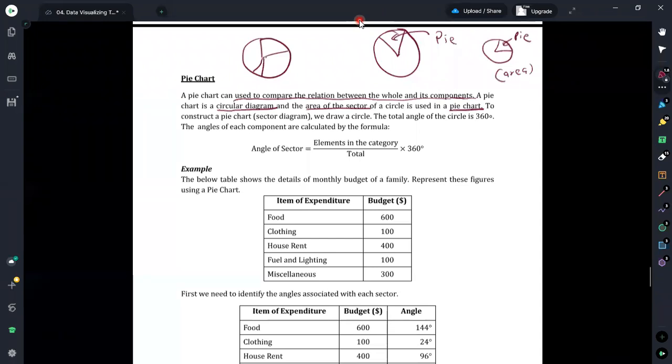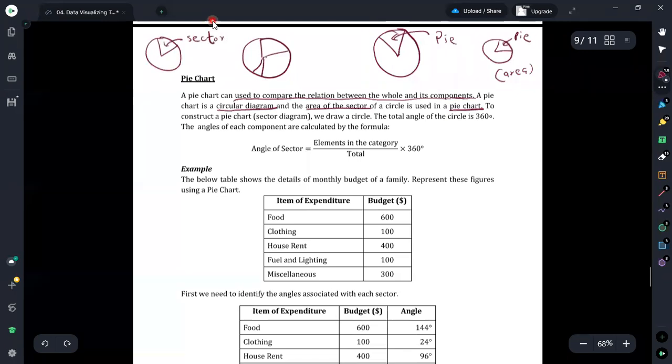When we are going to construct a pie chart, or we can say a sector diagram, if we are learning about the circle, then we can say this small part is a sector as well. But for general use, we are using this term, pie chart, and this small part is meant to be a pie. Then, when we need to obtain the pie chart, first we are drawing a circle, and then we have to divide this total circle into the sectors accordingly.